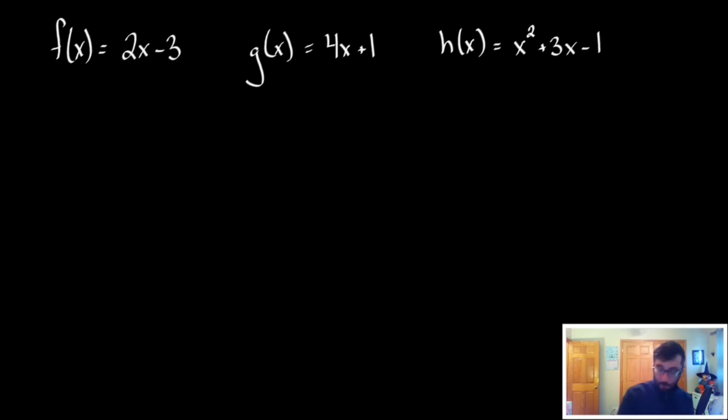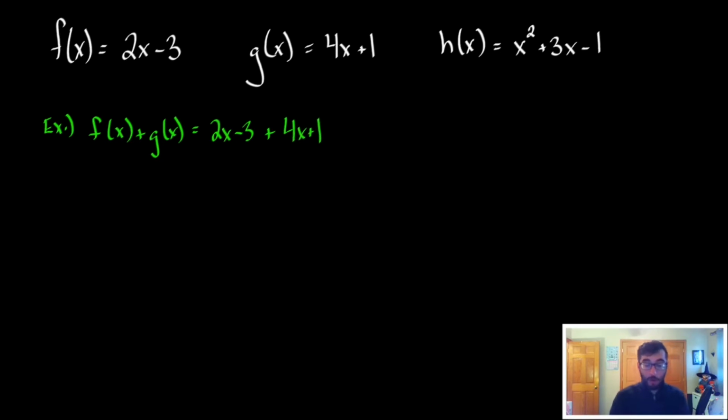So for example, let's say I wanted to do f of x plus g of x. I wanted to find out what f of x plus g of x is. Well, all I'm really doing is I'm now just substituting in 2x minus 3 for the f of x function. So this is going to be 2x minus 3. That's f of x plus, and now I'm going to add it to the g of x function, which is 4x plus 1. And then from here, it's just combining like terms.